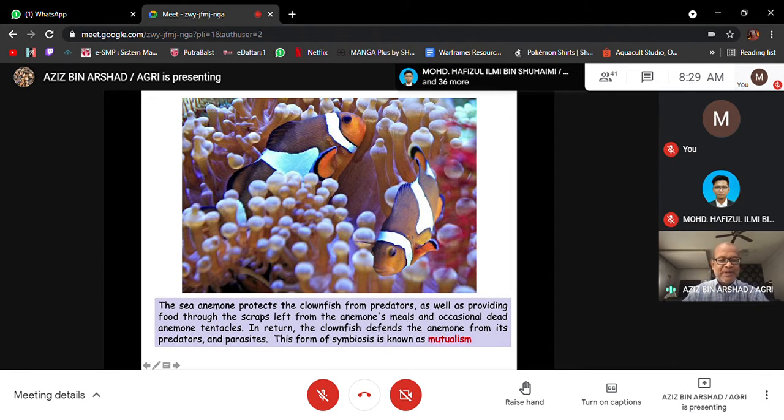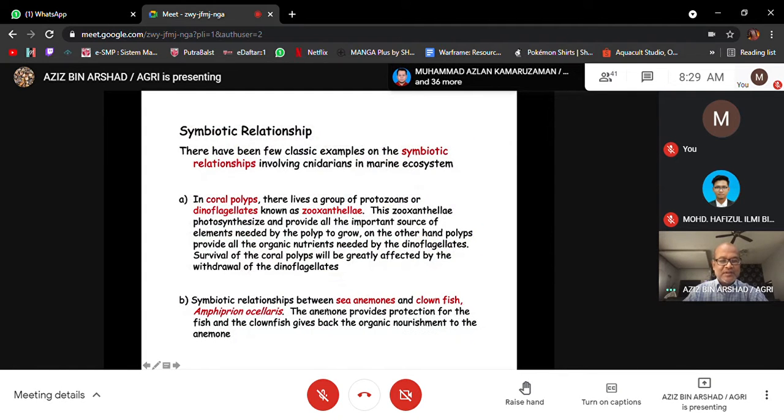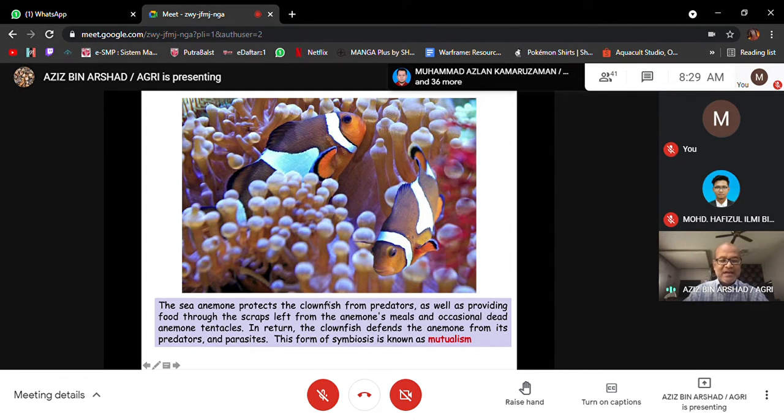So the sea anemone, as is shown here, protects the clownfish from predators, as well as providing food through the scraps left by the anemone meal and occasional dead anemone tentacle. So in return, clownfish defend the anemone from predators and parasites. And symbiosis of this kind is also known as mutualism.